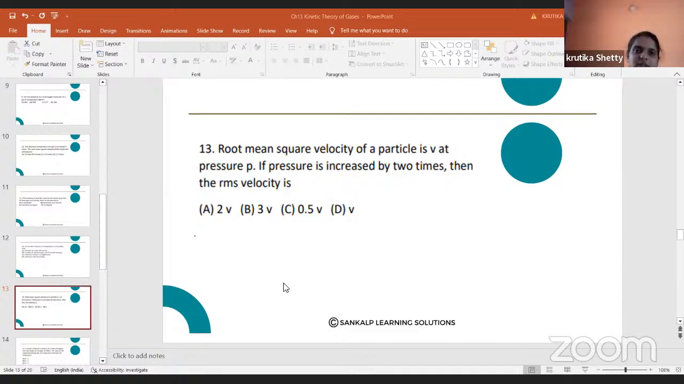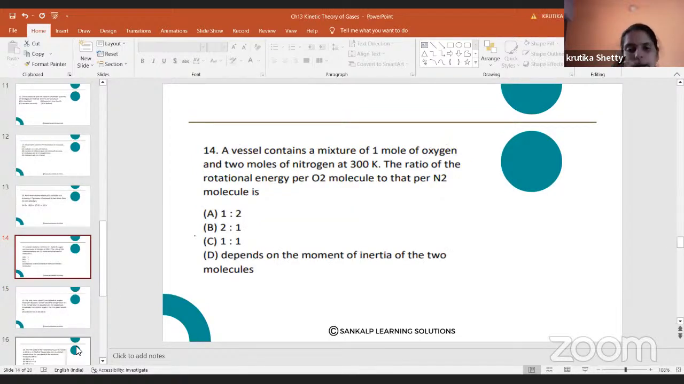So the explanation is what? The pressure has no effect. Therefore, the velocity remains the same even though the pressure is increased by 2 times, there is no effect on the RMS speed. Next question. A vessel contains a mixture of 1 mole of oxygen and 2 moles of nitrogen at 300 Kelvin. Here there are two gases, one is oxygen and the other is nitrogen. Oxygen is 1 mole and nitrogen is 2 moles at 300 Kelvin, the ratio of the rotational energy per O2 molecule to that per N2 molecule is. We need to find the ratio here. Let us see how we are going to do this.